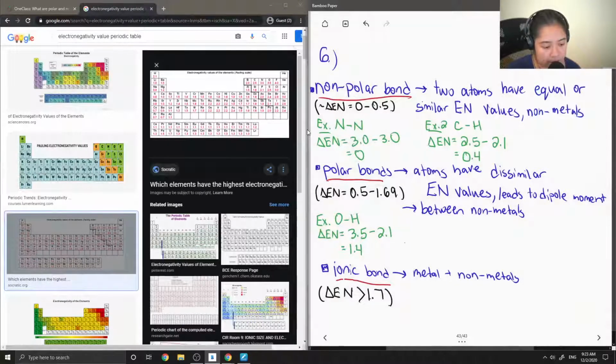So I can draw out a water molecule, and because the oxygen is more electronegative than the hydrogens, it creates a dipole moment in the water molecule, where the sides with the hydrogens are slightly positive and the oxygen is slightly negative. So this is an example of a polar molecule.